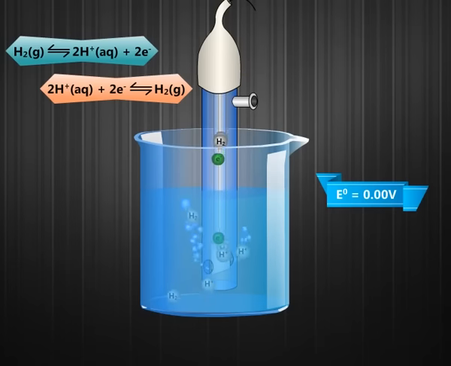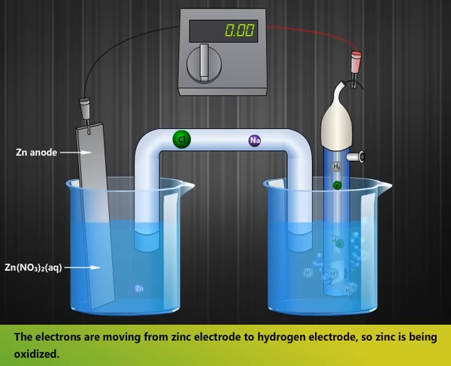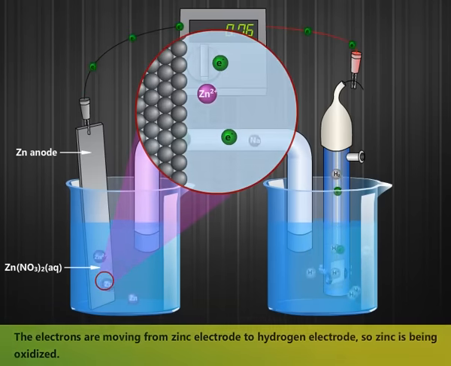As you remember, two half cells complete a voltaic cell. Let's take a close look. Here on the left, we have the zinc half cell and on the right, we have the standard hydrogen electrode. The electrons are moving from the zinc electrode to the hydrogen electrode. So, zinc is being oxidized.